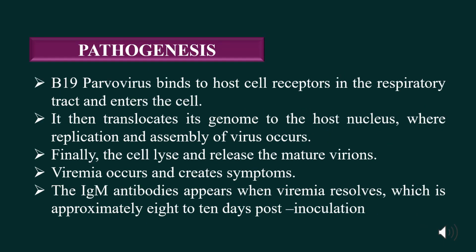Pathogenesis of B19 Parvovirus. B19 Parvovirus binds to host cell receptors in the respiratory tract and enters the cell. It then translocates its genome to the host nucleus, where replication and assembly of the virus occurs. Finally, the cell lyses and releases the mature virions. Viremia occurs and creates symptoms. The IgM antibodies appear when viremia resolves, which is approximately 8 to 10 days post-inoculation.